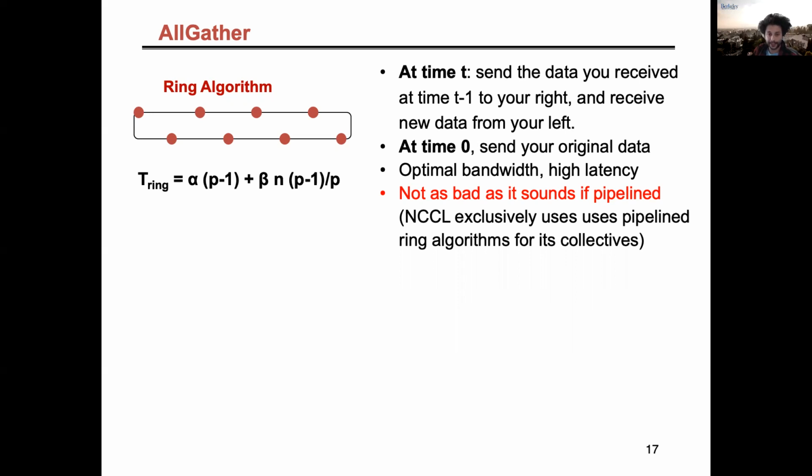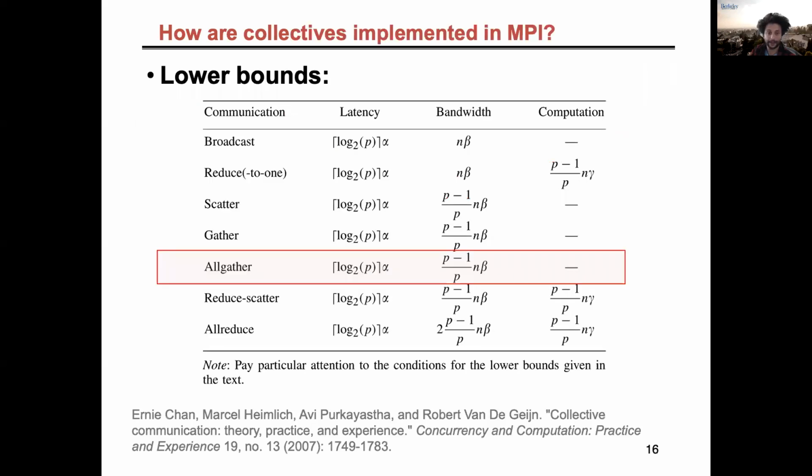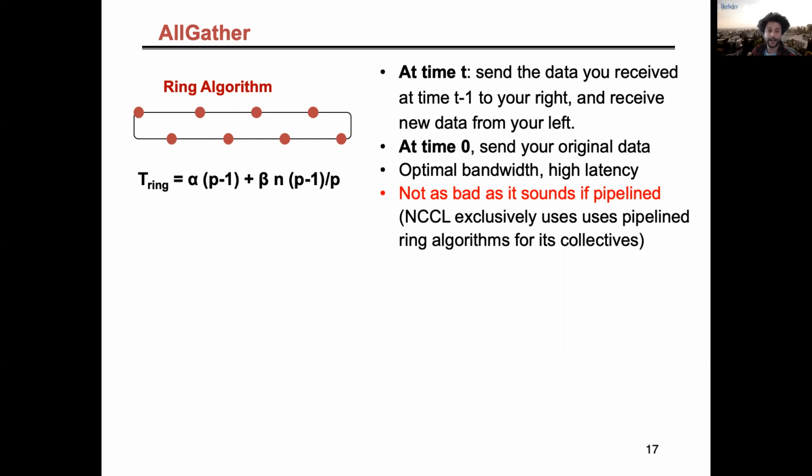At any stage, I am sending n over p data, and there are p minus 1 stages. So n over p times (p minus 1) is the bandwidth cost, and every process will spend the same amount of bandwidth sending and receiving. So this is actually optimal bandwidth, as you can see from the lower bound, which is obvious. But it has a high latency, meaning if 10,000 processes are participating, it takes a long time for this data to go everywhere.